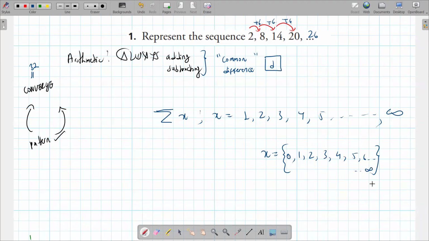That's our x. Summation x means the sum of all the x values in there. So to do summation x, you would do 0 plus, this just means a plus symbol, plus 1, plus 2, plus 3, all the way to infinity. What does that give you? What do you think that gives you? What's the sum of all counting numbers? Infinity. So that is what we call diverge.